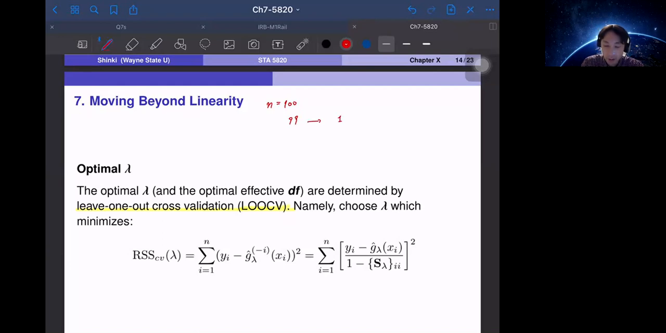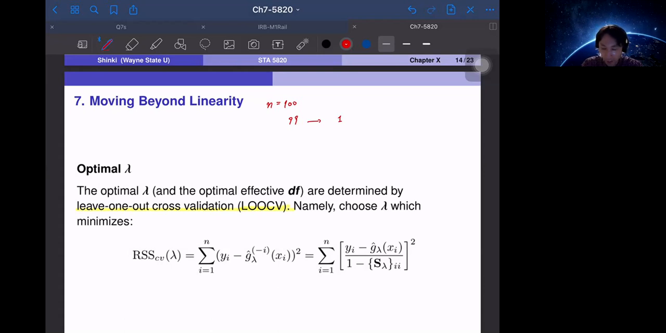Also, this method does not have any randomness. We use all the leave one out cases. We exclude the first observation, or we exclude the second observation. We try all 100 ways to exclude one observation and take the sum of all residuals. So we don't have any randomness. The only drawback is that it takes so much time. If n is 10,000, we have to run the model 10,000 times.